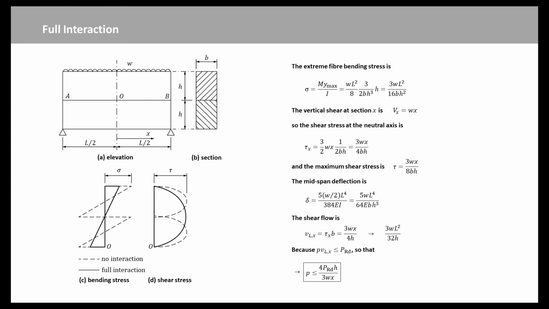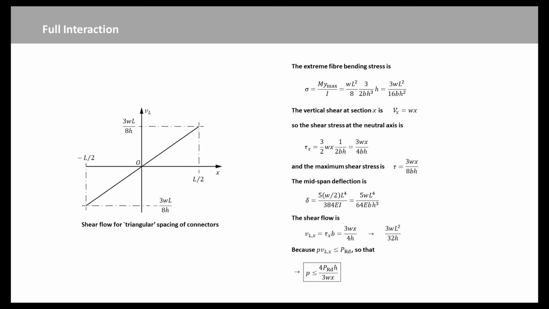Thus, if the design shear resistance of a connector is PRd, the pitch or spacing at which single connectors should be provided, p, is given by p times VLx less than or equal to PRd, so that we have this equation. This is known as triangular spacing, from the shape of the graph of VL against x as shown in this figure. In studying the simple composite beam with full interaction, it was assumed that slip was everywhere 0.